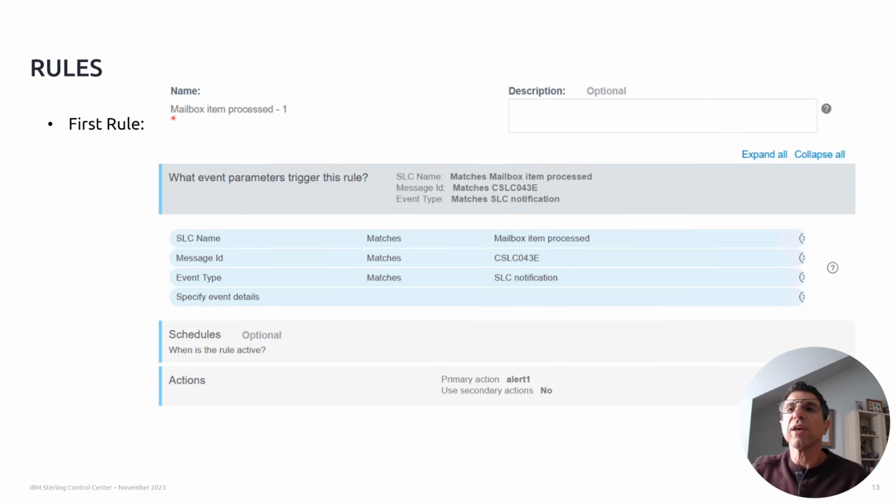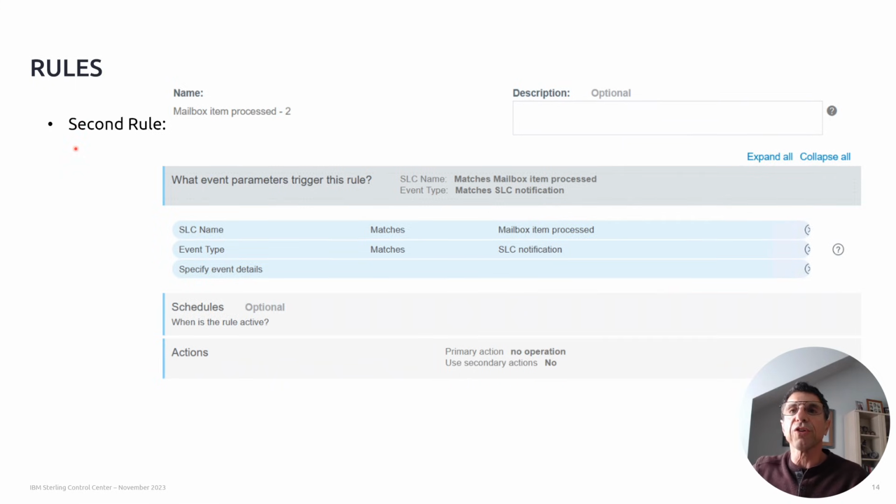So my first rule is named mailbox item process -1. And its parameters are SLC name, which is the name of our SLC. It's got message ID, and it's that CSLC 043E, did not end by DMAX. And I've included event type is SLC notification, and that's it. And action-wise, I want it to generate a SEV1 alert. So I've used my primary action of alert 1. So that's the first rule I had to create. This one watches for the did not occur event.